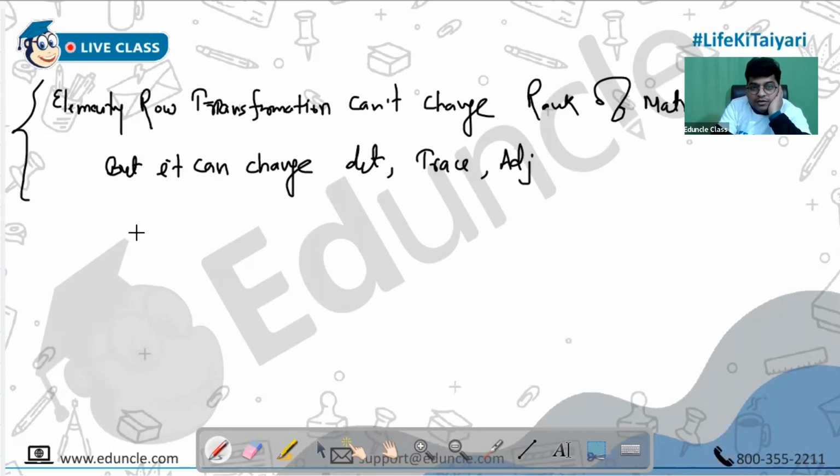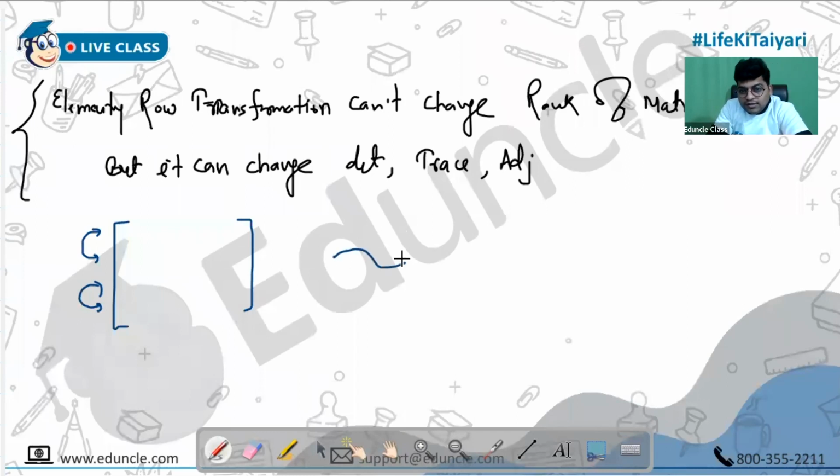But if you do two swappings, one row swap here and one more swap, then you can say the determinant is the same. Am I clear? Yes or no? One swap means you are multiplying by -1. Two swaps means you are multiplying by -1 and -1. So you have to understand this concept.